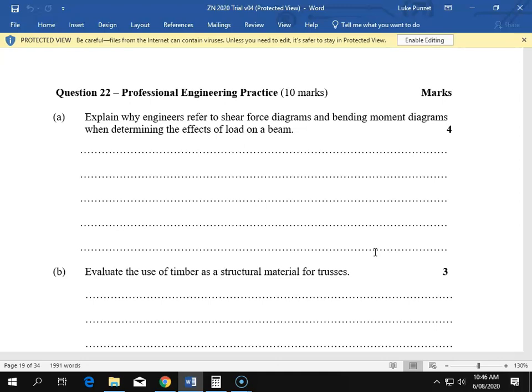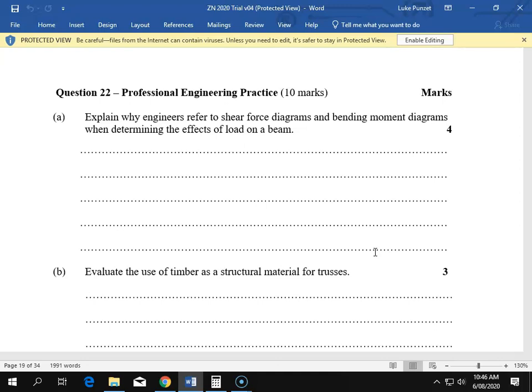For 3 marks, we need to explain. We need to have cause and effect, how and why. Why do they use these diagrams? Yes, they use them to find the maximum and minimum, but what is the effect of finding them? What do we do once we know what the maximum stress is? We decide how much reinforcement we're going to add to the concrete.